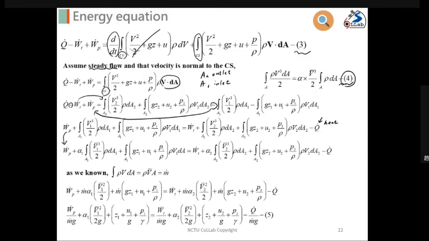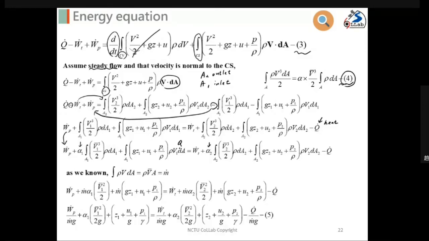We apply the equation here. We know that alpha 1 is for the integration, assuming the flow velocity is uniform. And then the right-hand side also uses alpha 2. Why do we use alpha 1 and alpha 2? Because different cross-section areas may have different flow conditions. So the correction factor will change, not always the same, right? If the flow condition is the same, then alpha 1 will equal alpha 2.